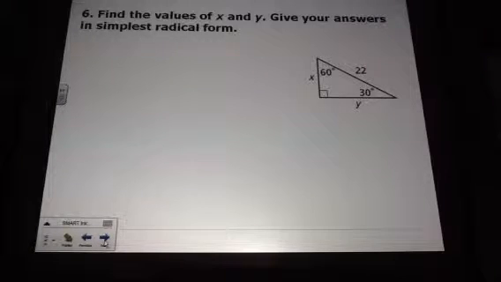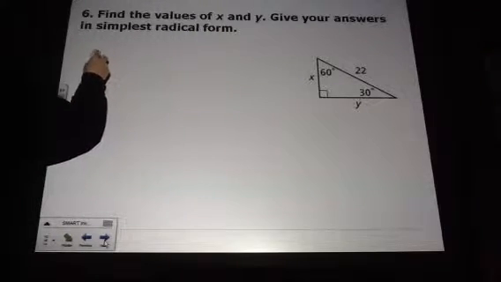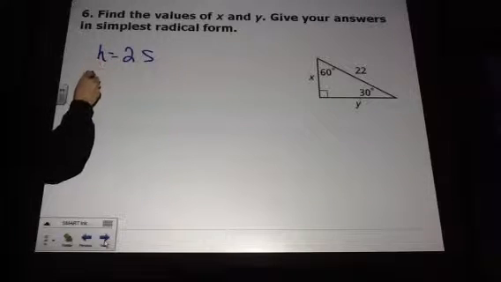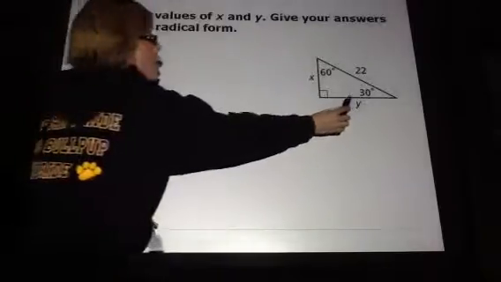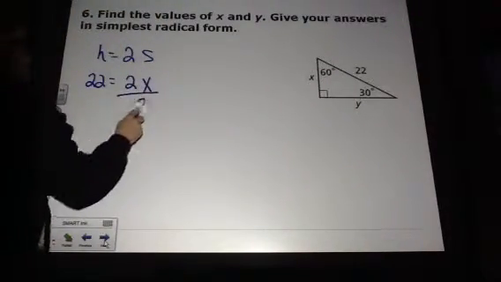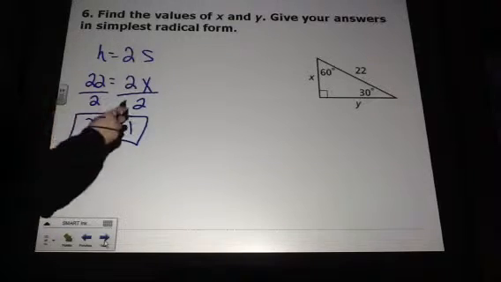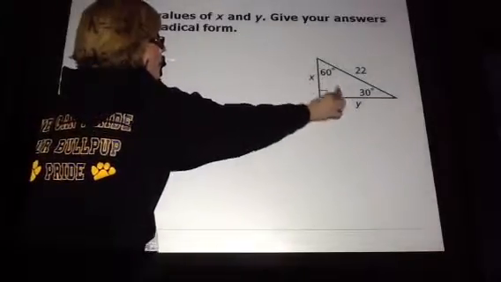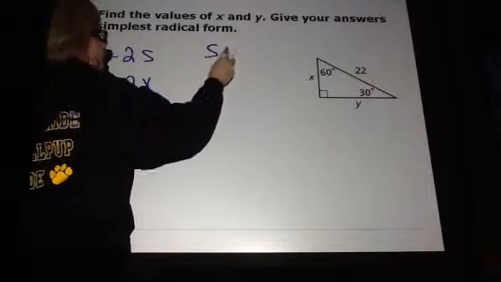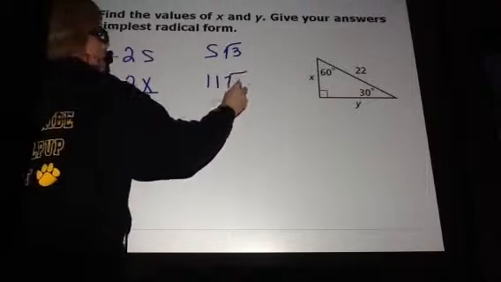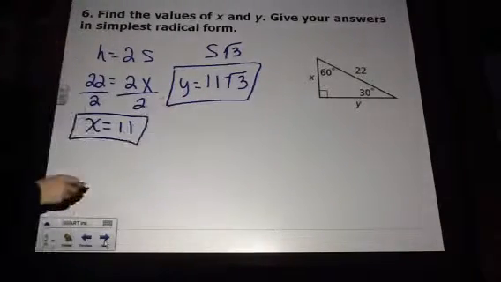Okay, find the value of x and y. Give your answers in simplest radical form. Okay, so let's solve for x first. The hypotenuse equals 2 times your shorter side, right? Okay, well on here your hypotenuse is 22. And your shorter side is across from the 30 degree angle, that is x. So we can solve for x here. So x is 11. Okay, and then for y, we said that across from the 60 degree angle, it's your shorter side times the square root of 3. Okay, where our shorter side is 11, so y is going to be 11 times the square root of 3.